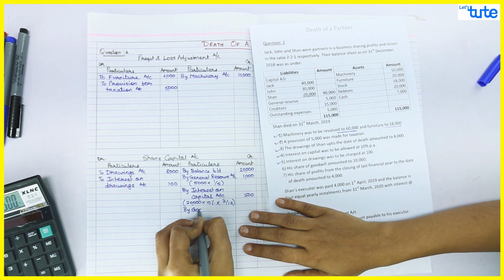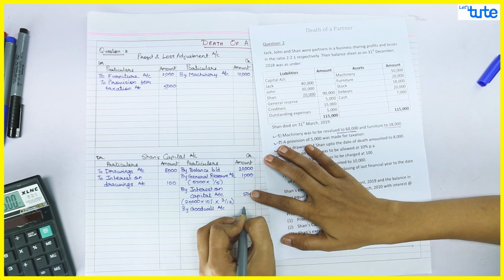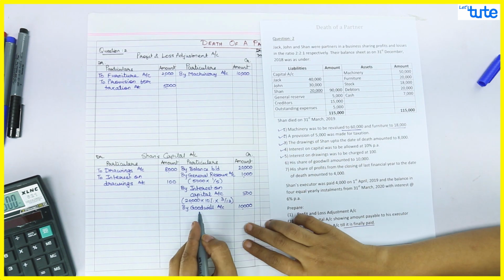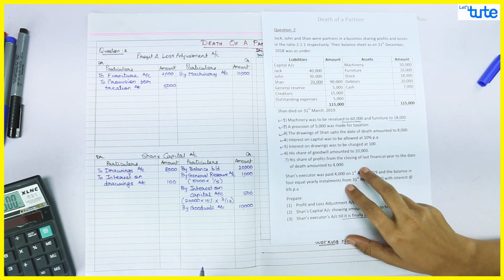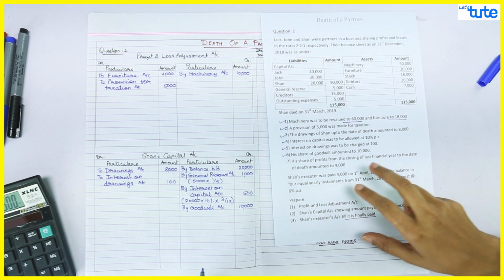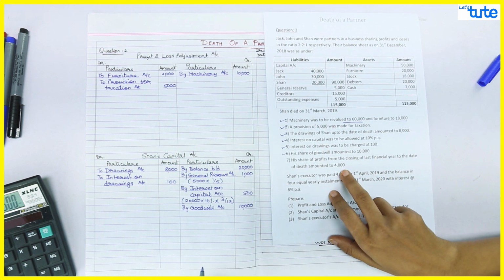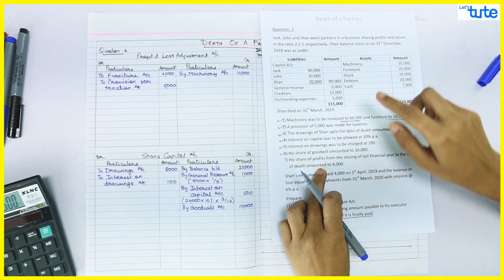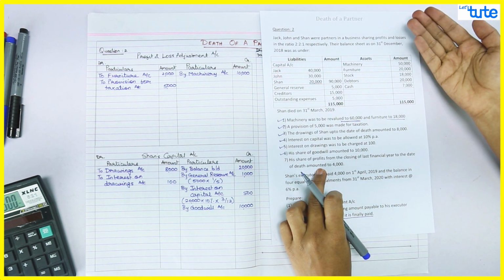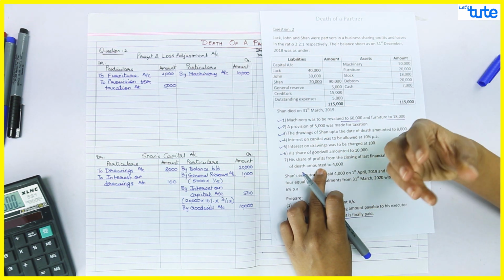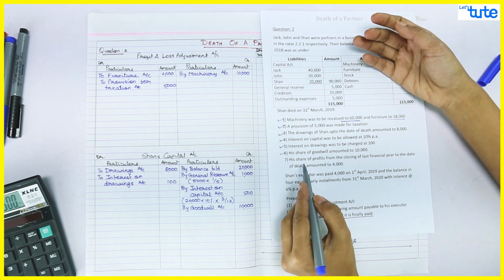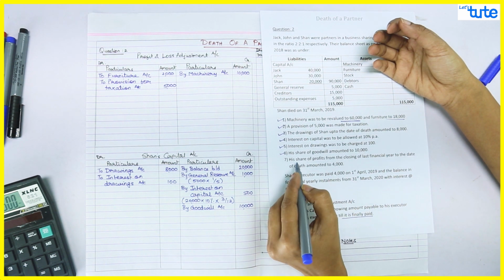So by goodwill account 10,000. Then his share of profits from closing of last financial year to the date of death amounted to 4,000. So that I told you from 31st December, that is 1st January to the 31st March, for 3 months we need to give profit share to Mr. Shan, and they have directly given us his share of profit.